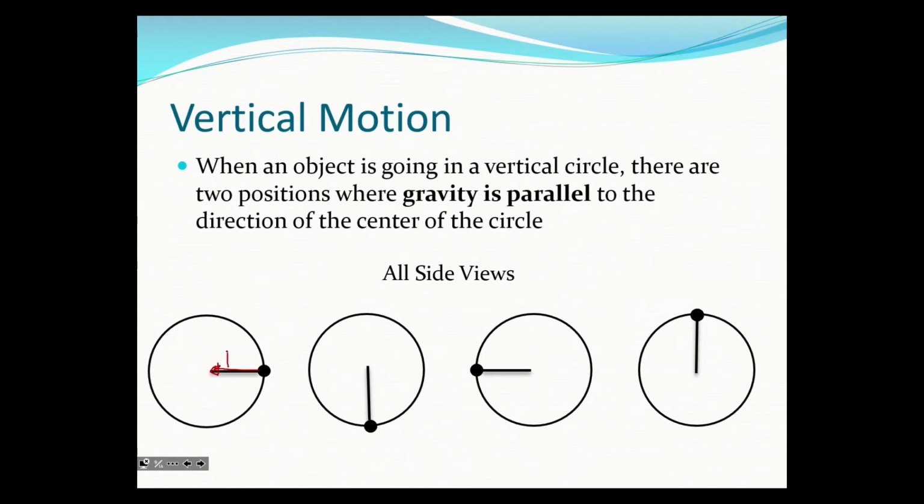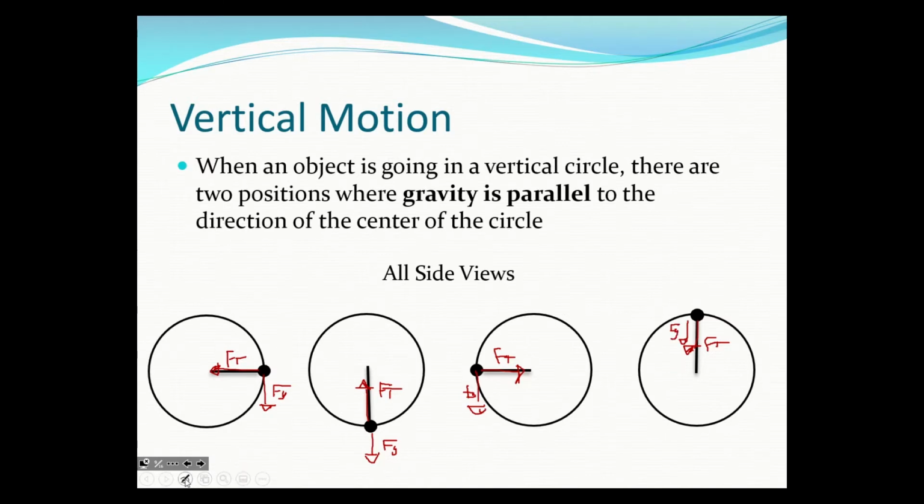So with all these situations, the string is what makes it move in a circle. So the force of tension is always towards the center of the circle. That's how strings work. They keep it going in a circle, so the force of tension is always towards the center of the circle. But if we draw on gravity, gravity's downwards. So we have Fg downwards in all four situations.